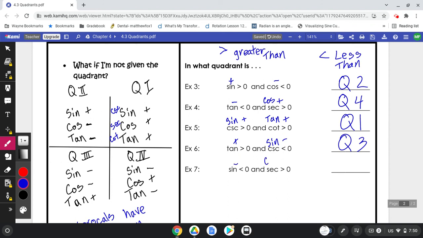Secant, which matches up with cosine, is positive. So when is sine negative and cosine positive? That would be in quadrant 4.